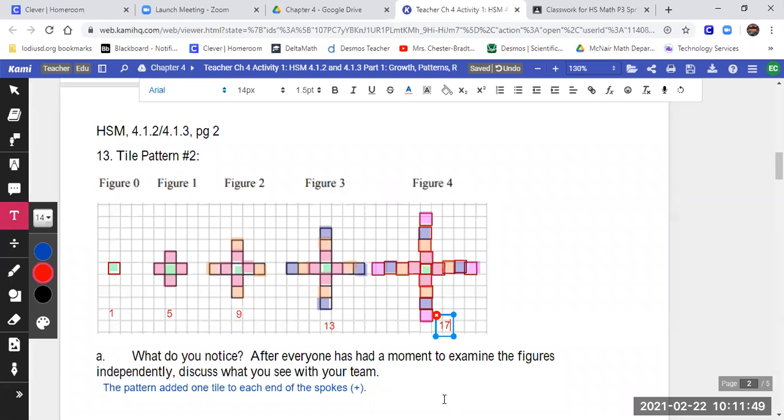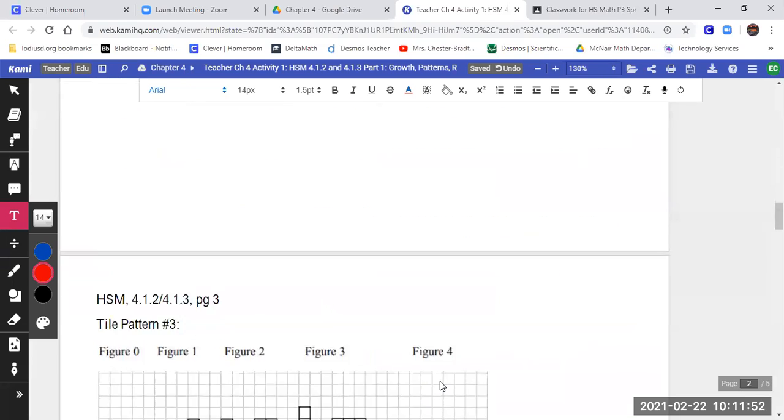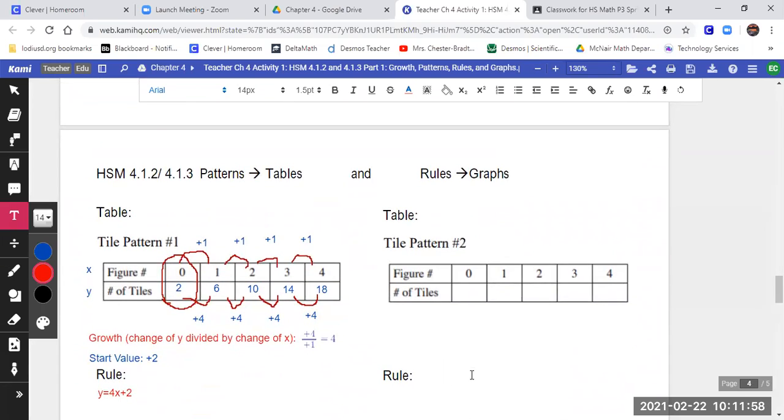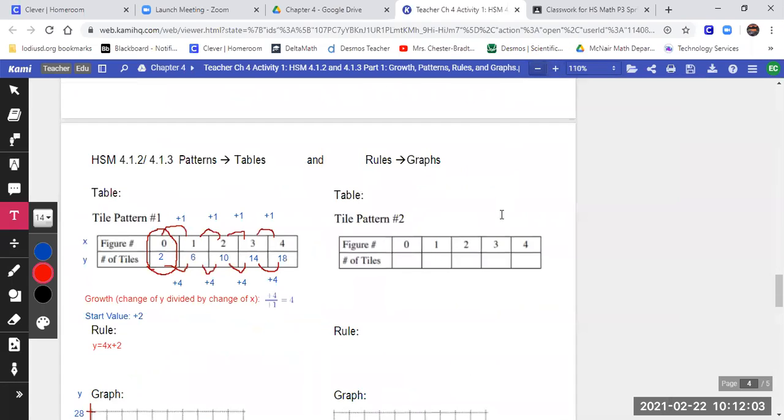We're going to take those down below. 1, 5, 9, 13, 17. Down to our table right here. Okay. Let me scoot over, or make it a little smaller so it fits. 1, 5, 9, 13, 17, right? Everybody okay with that? We just transferred it down below, right?